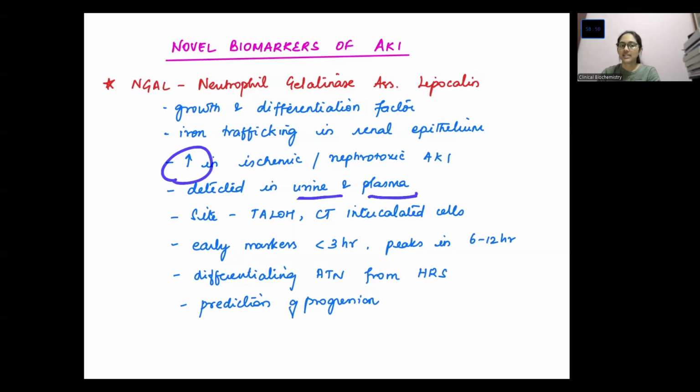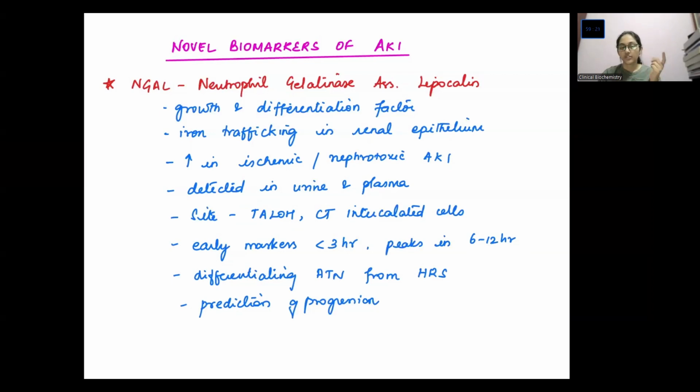And where is it synthesized? It is synthesized in the loop of Henle and the intercalated cells of your collecting tubules. It is actually used for three purposes. One is that it is an early marker. It starts to increase less than 3 hours after the onset of the ischemia and the nephrotoxicity, and it peaks by about 6 to 12 hours, and it stays for about 5 days. So this is one use.